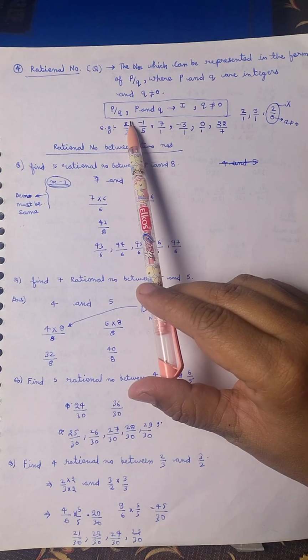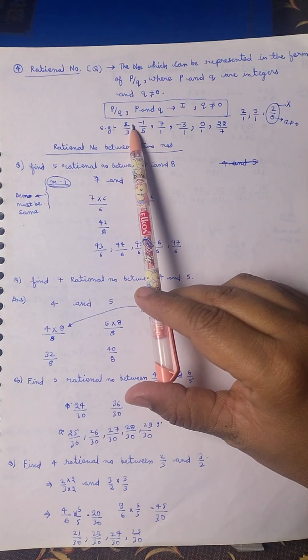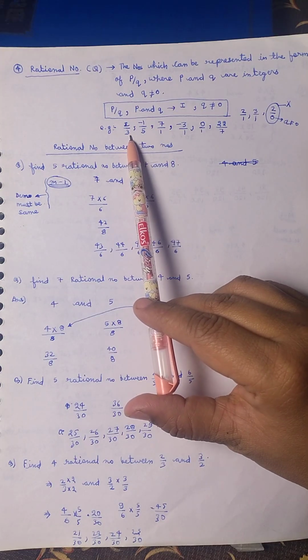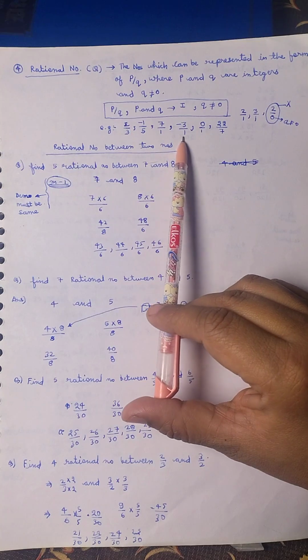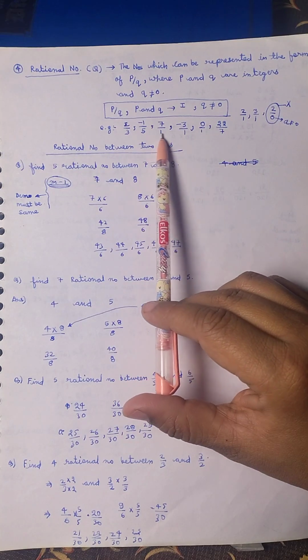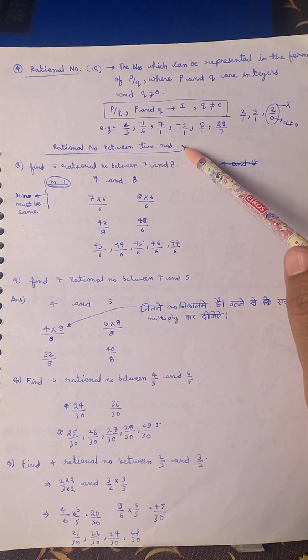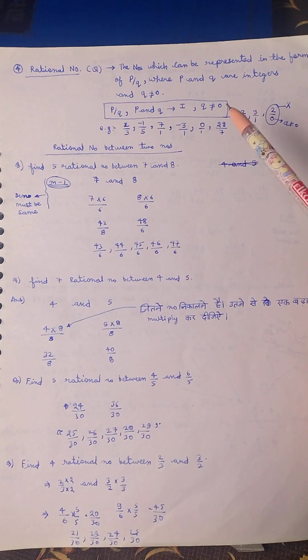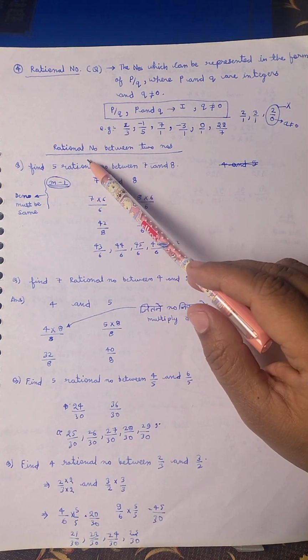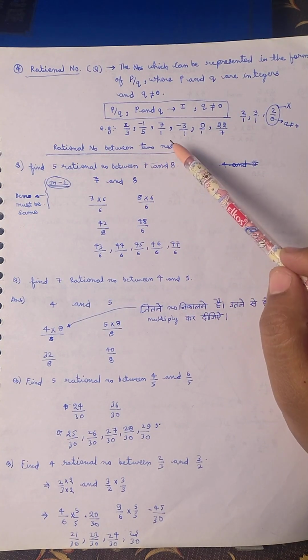So, for example, 2 by 3. Here p is 2, q is 3, and we know that 3 is not equal to 0. In the same way, these all are rational numbers. The questions that are popular in books are how to find rational numbers between two numbers.